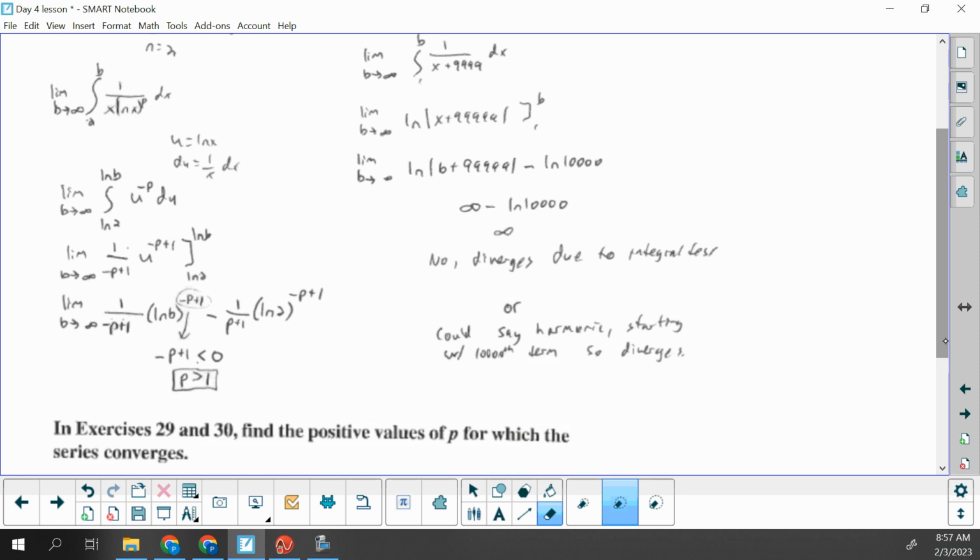So when we fill those in, the question wants to know what values of p will make this converge. So we want to focus right here. For this to converge, we need that natural log of b to move to the denominator. For it to move to the denominator, we need the exponent to be negative. So we want to consider what values of p we need for negative p plus 1 to be negative, or in other words, less than 0. Well, when you add the p over, that's p greater than 0.